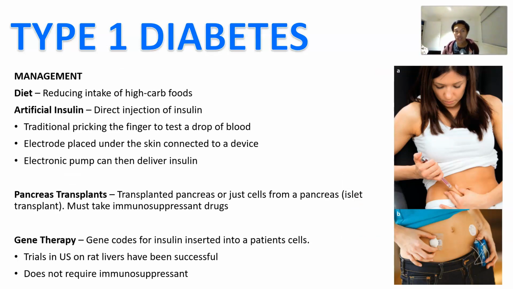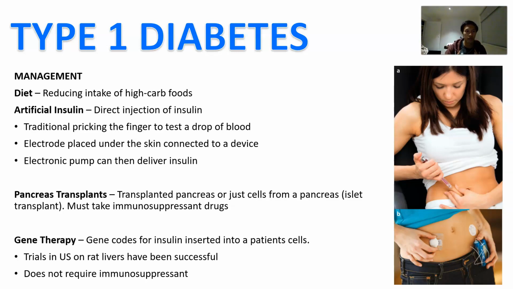To manage type 1 diabetes, well, you can do a few things. You can reduce the intake of high sugary foods. You can also inject insulin into the body. You can take a little finger prick to get a drop of blood, and then you can see what your blood glucose level is. And if it's too high, you can then take an insulin injection to bring it back down.